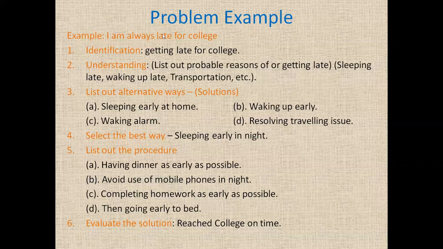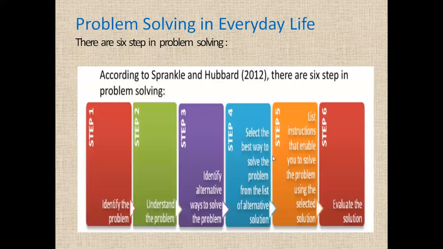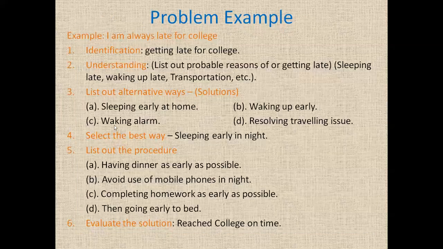Okay, here we'll consider one example, one day-to-day life example. Like the problem is I am always late for the college. Okay, this one is a problem. So here we need to follow these 6 stages. So first step is we need to find out the problem. So here the problem is I'm always getting late for the college. This one is a problem. So we have identified the problem.